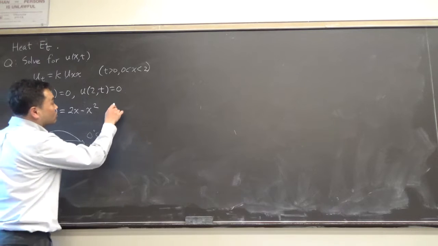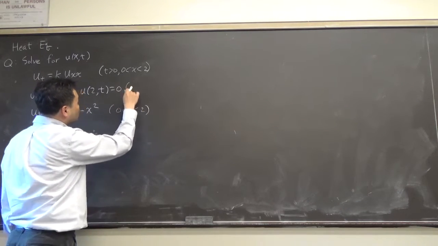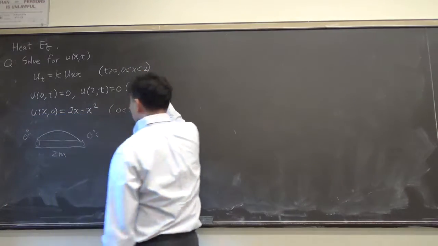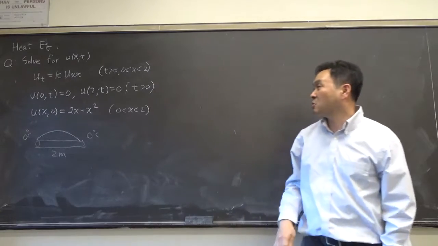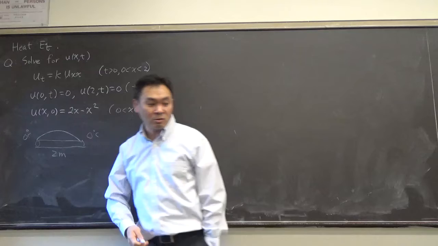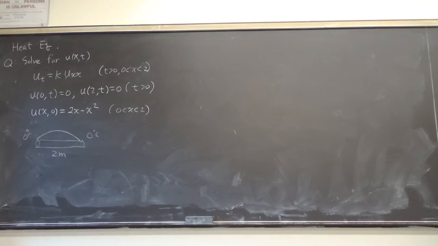Okay, and if we solve this, we'll get some solutions, right? So here x will be between 0 and 2, and this will be t greater than 0. So there are some conditions for what x and t are, but that's not really important. We just have to pay attention to this one. Okay. So how do we solve this?